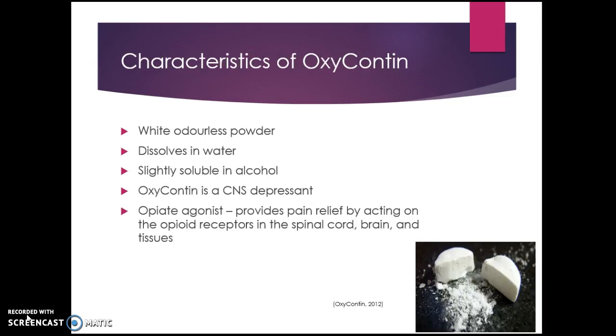Characteristics of OxyContin. It is a white odorless powder, dissolves in water, slightly soluble in alcohol, and is a central nervous system depressant. It's an opiate agonist, so it provides pain relief by acting on the opioid receptors in the spinal cord, brain, and tissues.